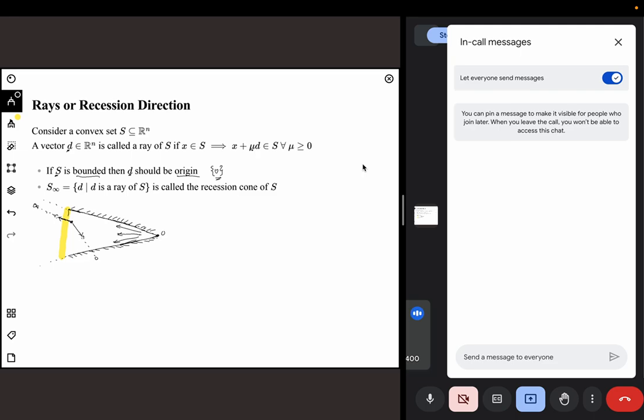The next concept is called the recession cone. So the recession cone is basically defined as the set of all vectors D where that particular vector is a ray of the particular set S. Then you call it the recession cone.